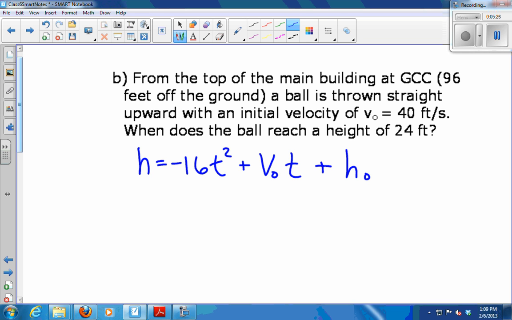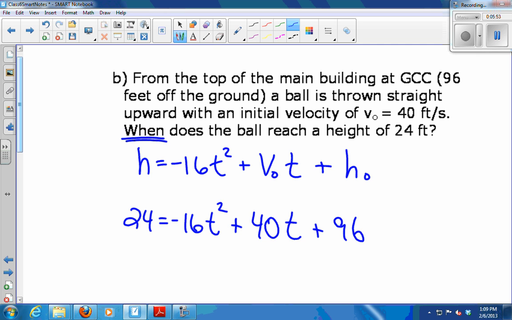So the question is when, right? So I'm going to be solving for t, because t is time, the answer to a when question. So everything else I need to be able to replace with a number. So what should I replace h with? 24, great. And v naught will be replaced with 40 and h naught with a 96.